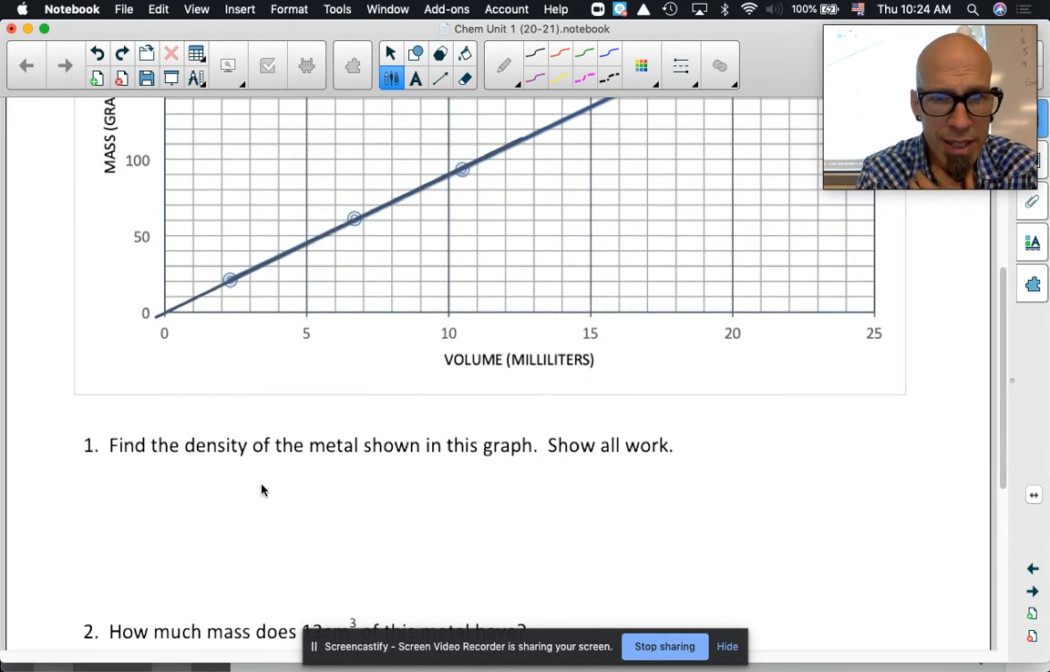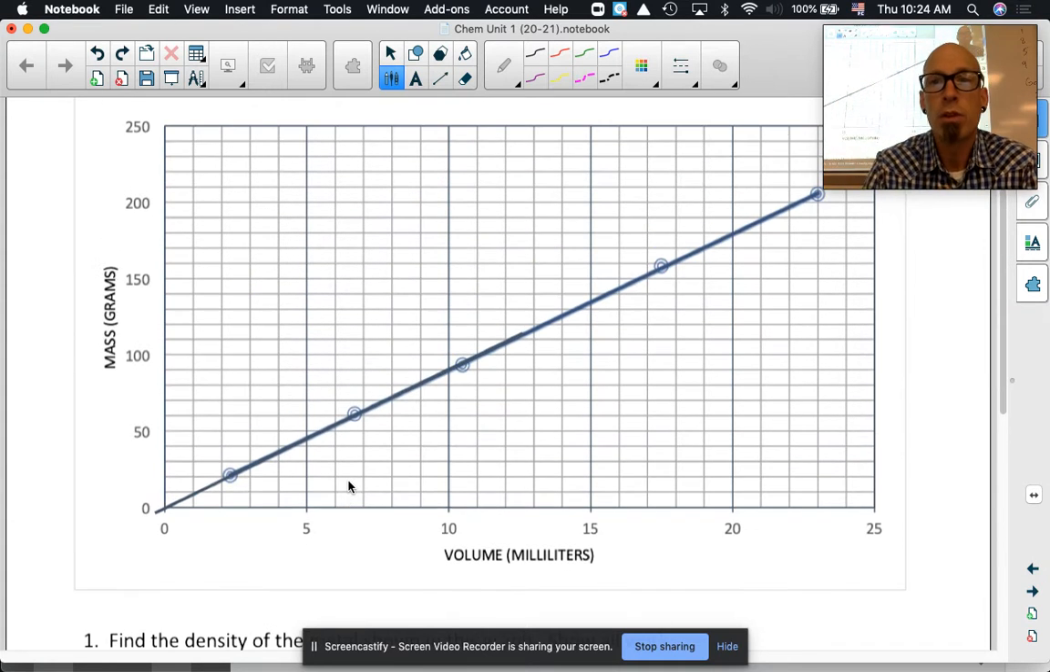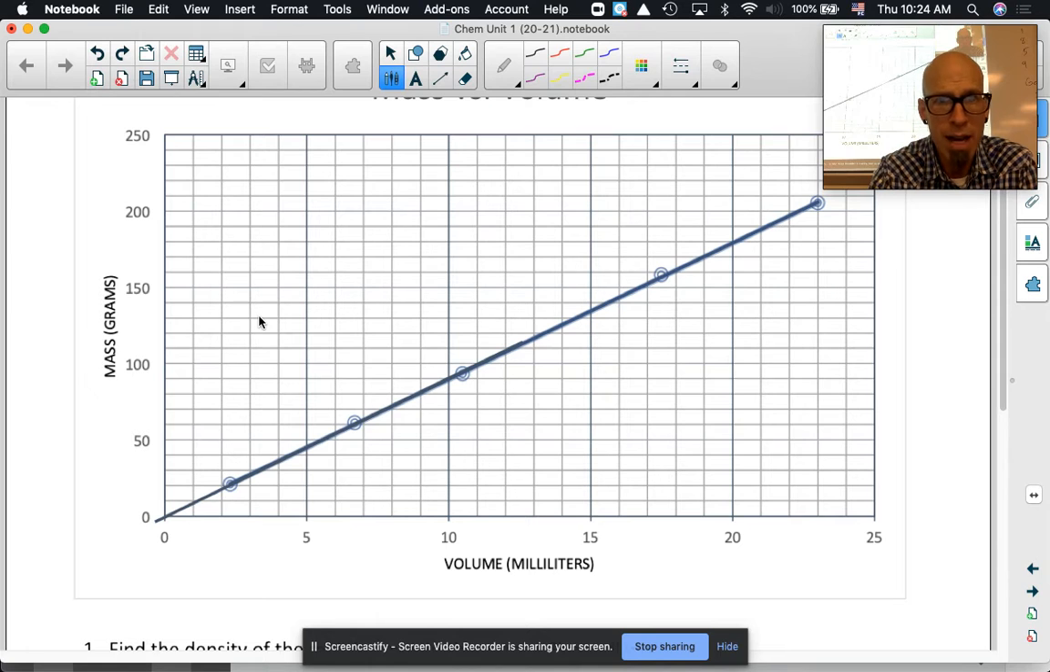So this says find the density of the metal shown in the graph and show all work. Now, if you're looking for density, what exactly does that mean? What do you have to find about this graph if I'm asking you to find the density? This is part of what you need to know about what density is: if I ask you for density and you're looking at a graph like this, you should know automatically that you're looking for the slope. So you need to find the slope.